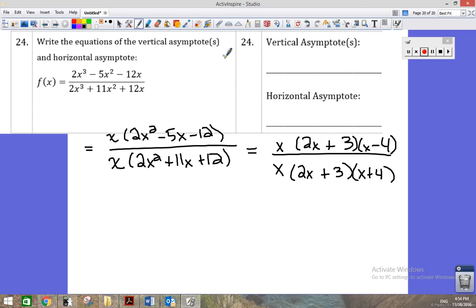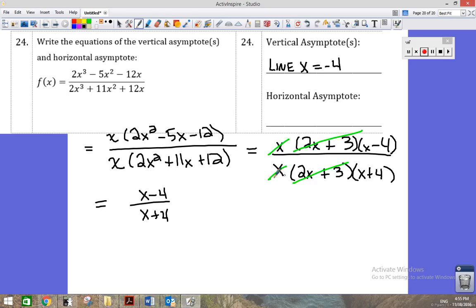So this guy has 2 holes in it. Now it's not asking me for holes, but I don't want to call a hole a vertical asymptote. This factor and this factor cancel. But it's not asking me about holes. It's asking me about vertical asymptotes. And I have my reduced fraction, x minus 4 over x plus 4. And of course that only reduces if x is not 0 and x is not negative 3 halves. But here I look in the denominator, x plus 4, and my vertical asymptote comes from that denominator, and it's the line x equals negative 4. Don't forget to write it as an equation.